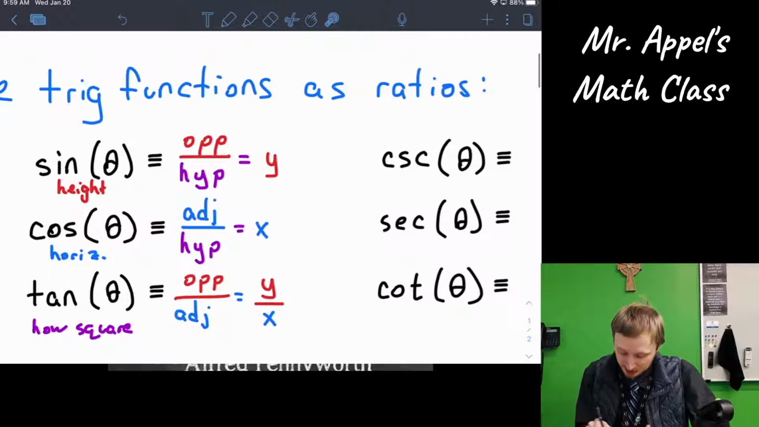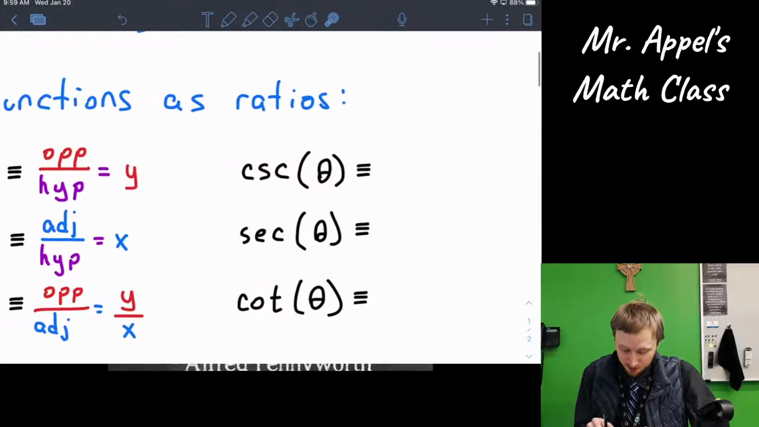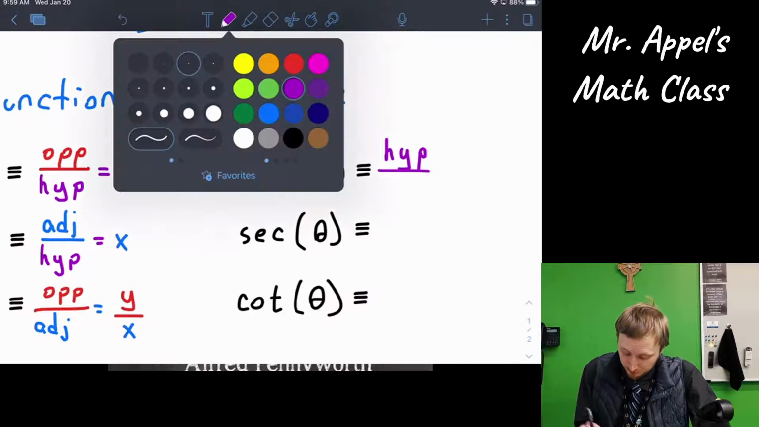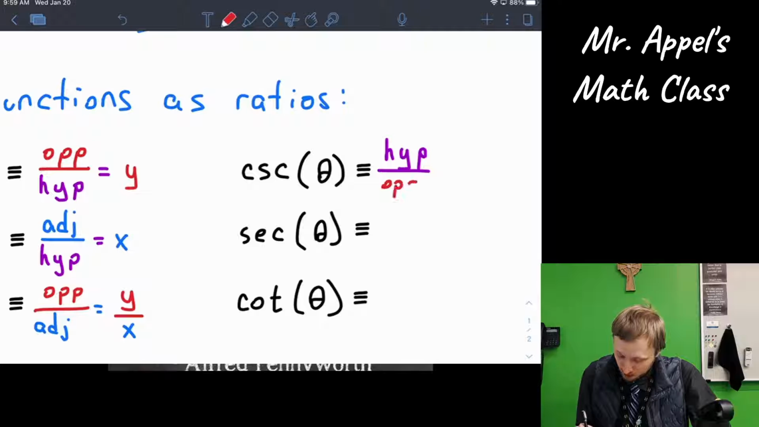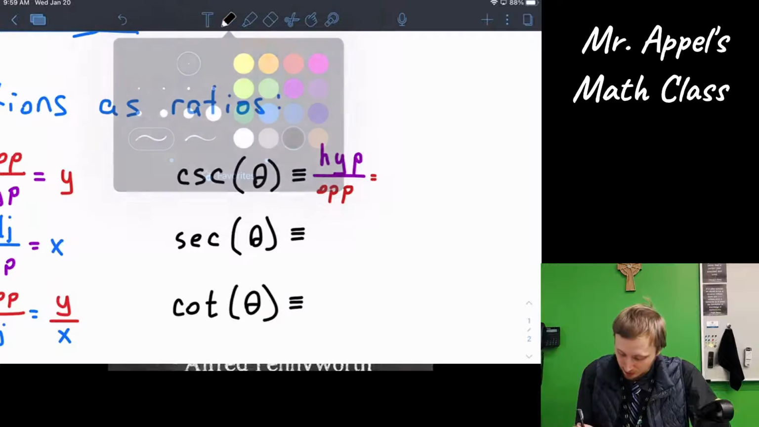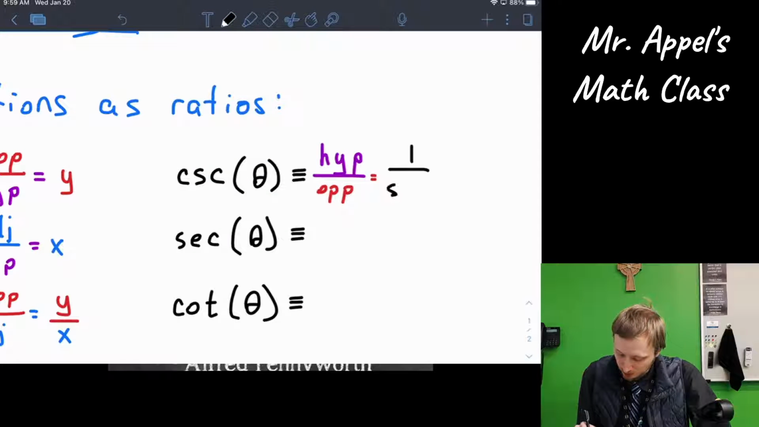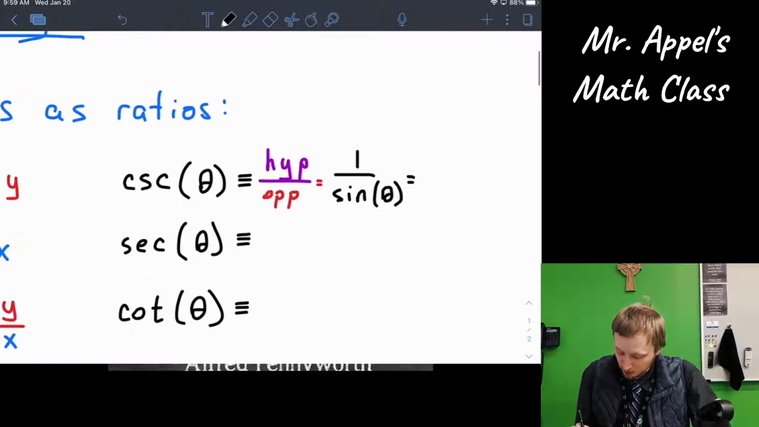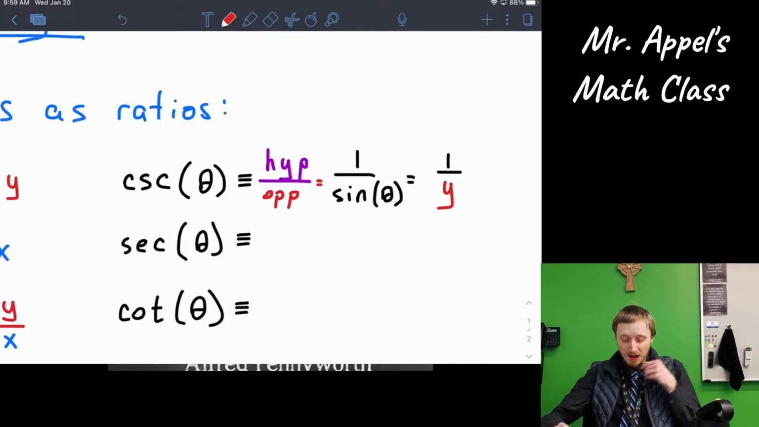Yeah, so there is a reason I've lined them up here. Okay? So cosecant is, again, as a definition of right triangle sides, the opposite of the sine. So we're going to put the hypotenuse on top and the opposite on the bottom, which, yes, has the result of giving us 1 over sine of theta. Or you could think of it as 1 over y. It's the reciprocal of the height.